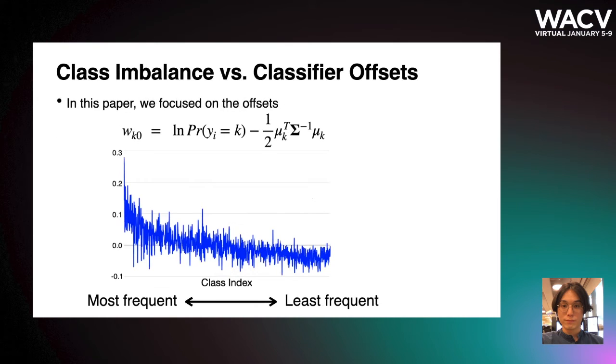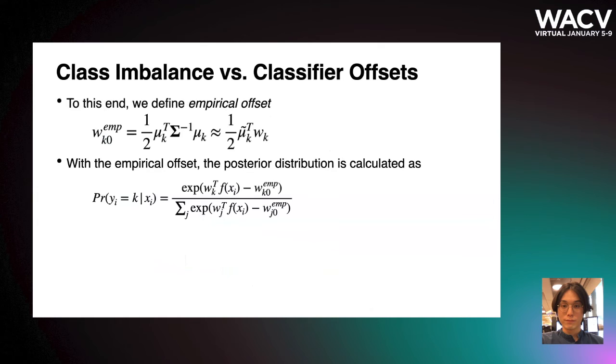Between weight vectors and offsets, in this paper, we focus on the offsets. We can decompose the offset into two terms, and the first term represents the prior information. The plot shows the trained offset value for each class. You can easily notice that they show an evident trend. The offset value for a more frequent class has a larger value than the offset value for the least frequent class. This is exactly what we want to fix. We don't want the prior information to be in the trained offset value.